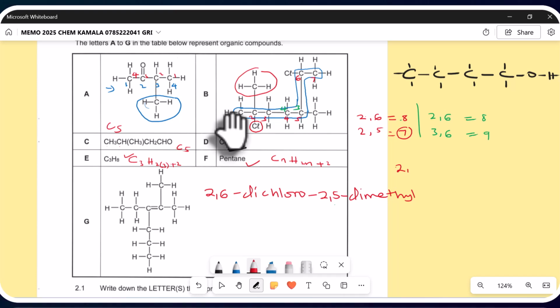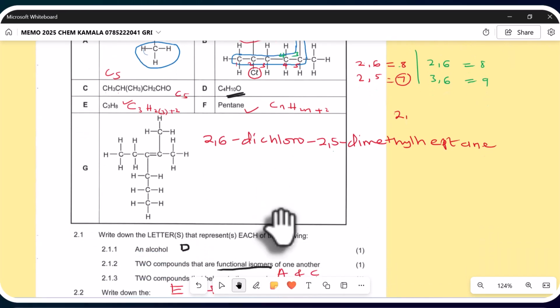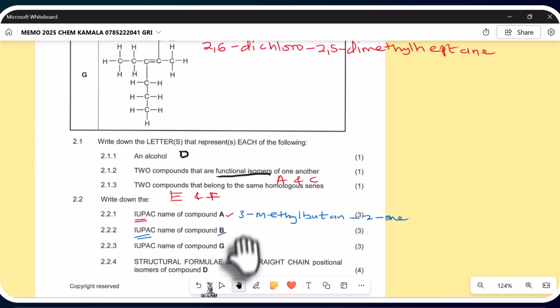They want the IUPAC name of compound G. Now compound G is this one here. So its IUPAC name must contain the double bond. So you cannot say that your longest continuous carbon chain will come like this, because if you say like this, it will not include the double bond, which means this one is not correct. So we have to change it and say it may be like this now.